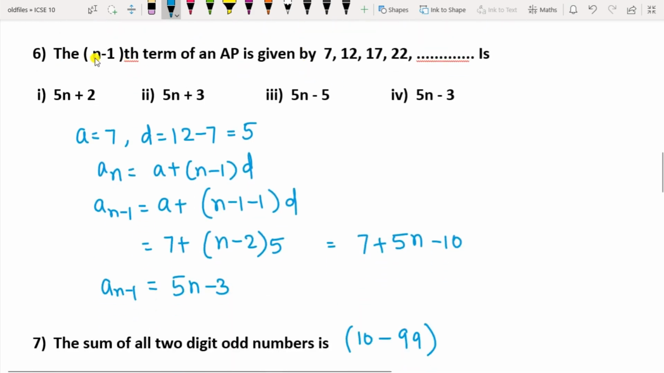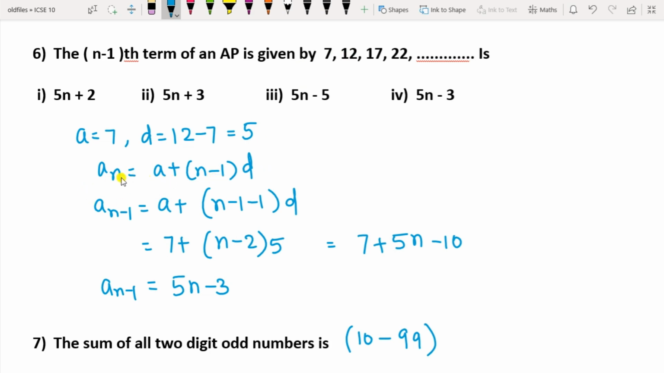The n minus 1th term of an AP is given by. So you want to find the n minus 1 term. Here the AP is 7, 12, 17, 22 and so on. So from this AP, A is 7 and D will be 12 minus 7, which is 5. So the formula for An is A plus n minus 1 D.